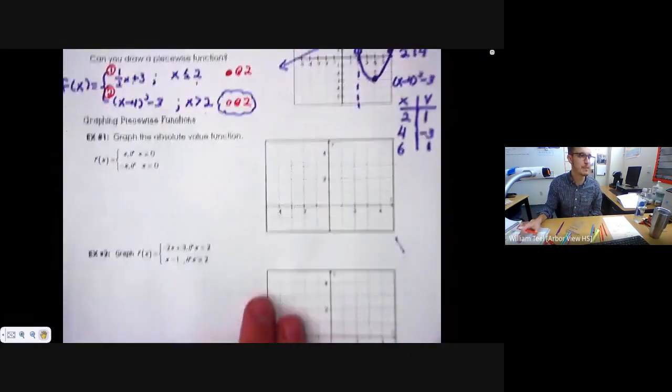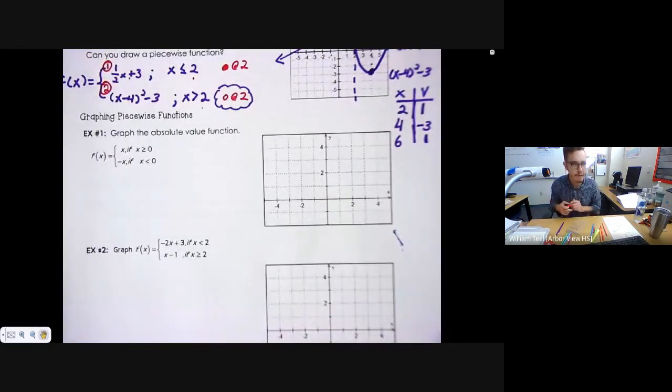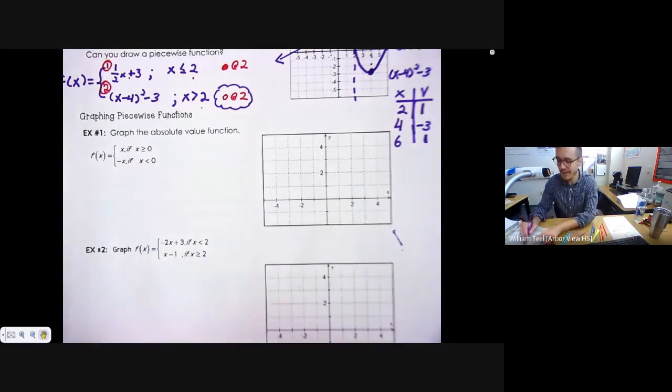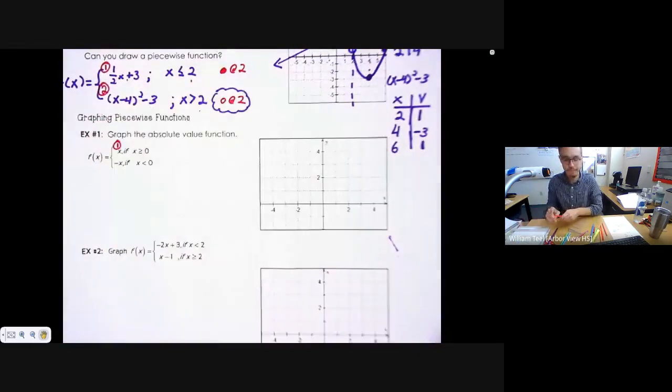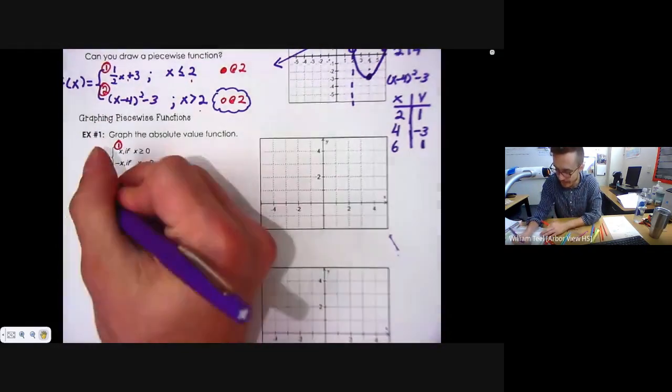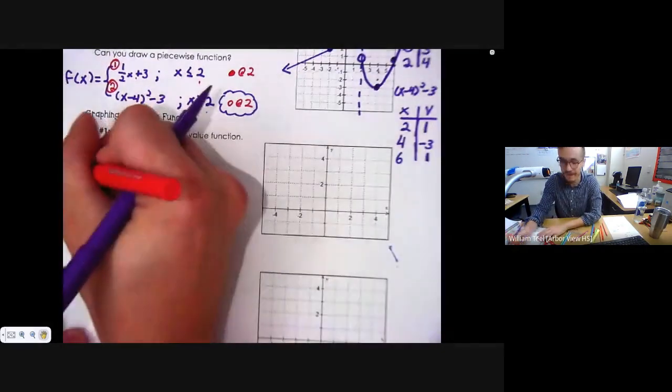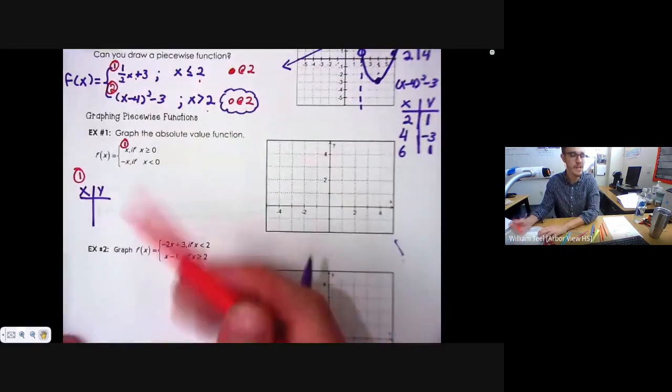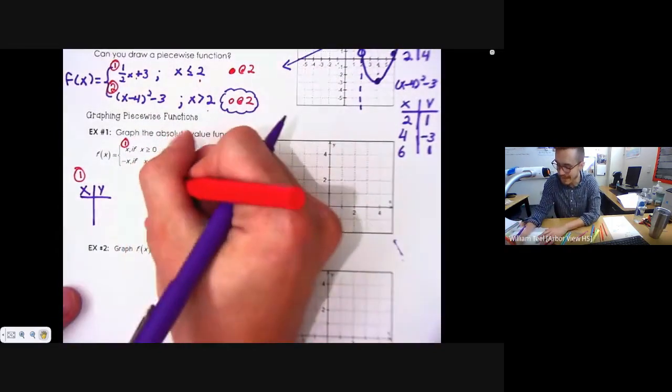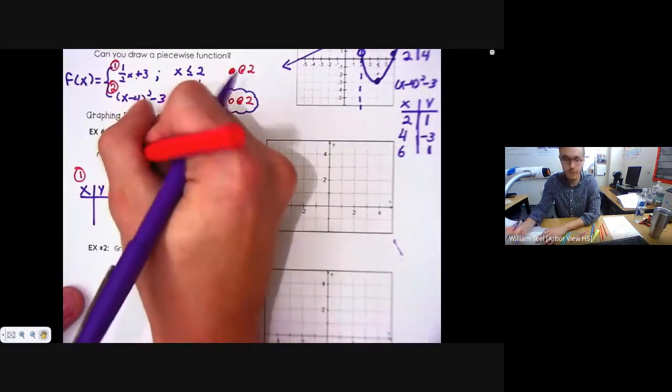So let's go down to example number 1. We're going to graph the absolute value function using this piecewise. What I'm going to do is draw 2 different tables. I'm going to draw a table for function number 1, and I'm going to label this. I want to be very clear about which line I'm talking about. And I'm also going to put one down for equation number 2.